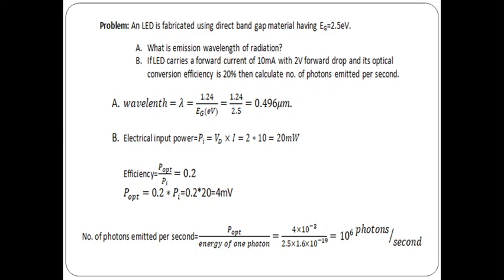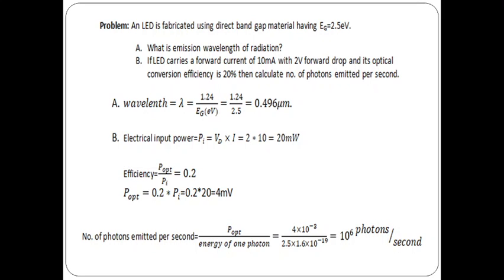Problem we can solve here. An LED is fabricated using a direct bandgap material having Eg equal to 2.5 electron volt. What is the emission wavelength of radiation? Second one: if an LED carries a forward current of 10 milliampere with 2 volts forward drop and its optical conversion efficiency is 20%, then calculate the number of photons emitted per second.